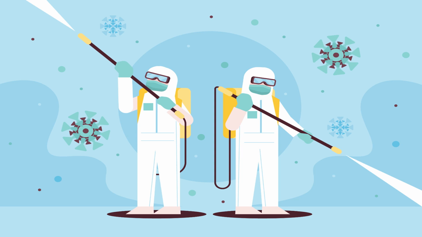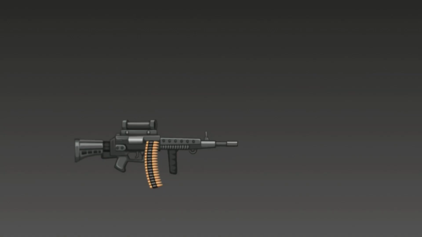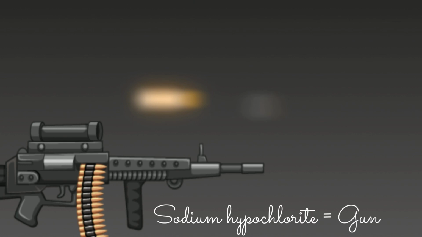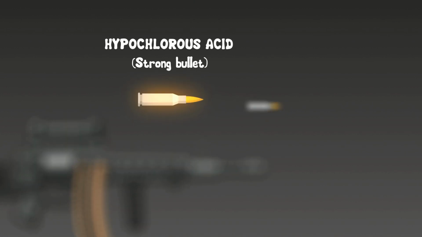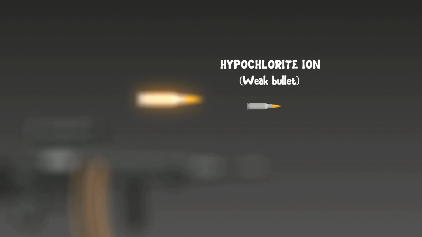Before diving right into the mechanism of disinfection, let's take a look at our summary first in the graphical form. Let us suppose sodium hypochlorite be a gun which can fire two types of bullet, hypochlorous acid HOCl and hypochlorite ion OCl-. Hypochlorous acid is about 100 times stronger in killing microbes than hypochlorite ion.